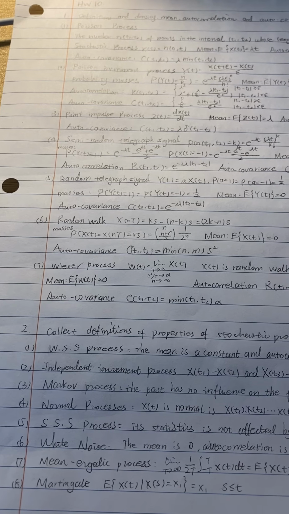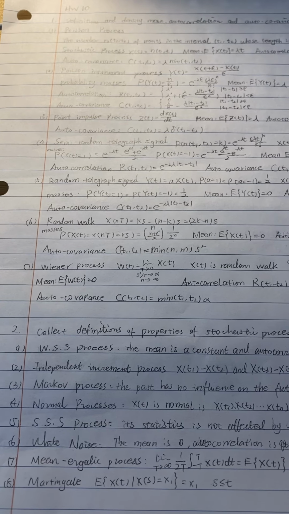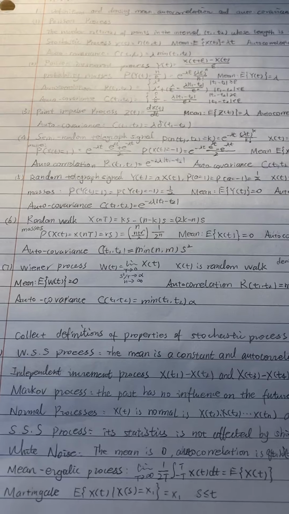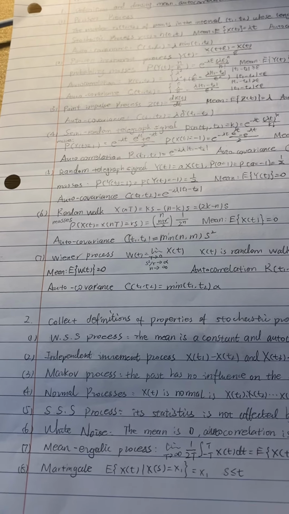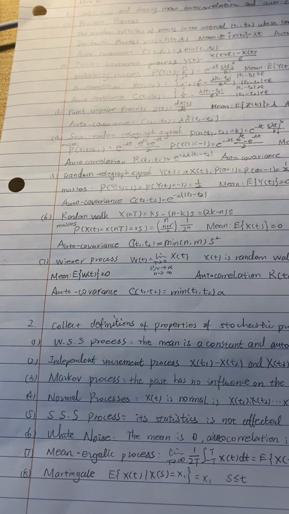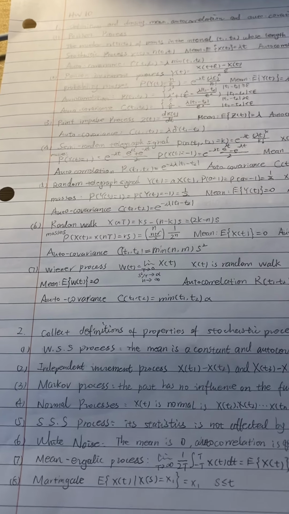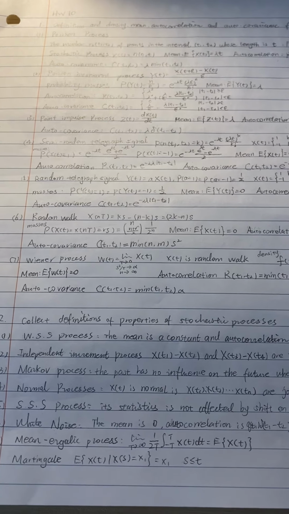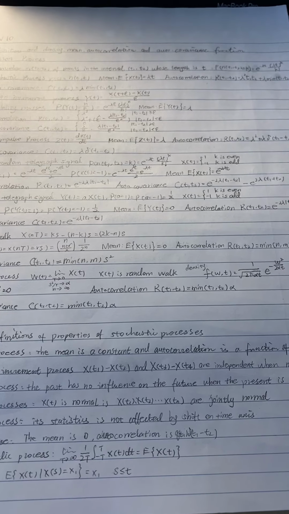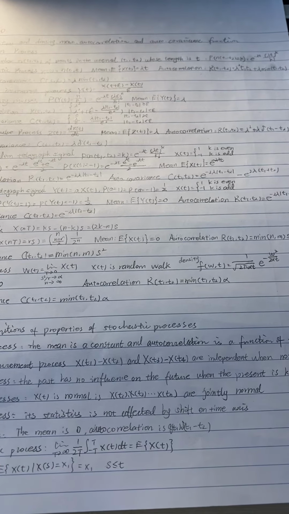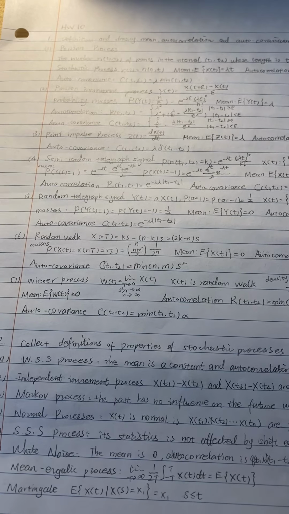Number 3, a Markov process. The definition is that the past has no influence on the future when the present is known. Number 4, normal process. A process x(t) is said to be normal if the random variables x(t1), x(t2), and so on to x(tn) are jointly normal for any n, any t1 to tn.